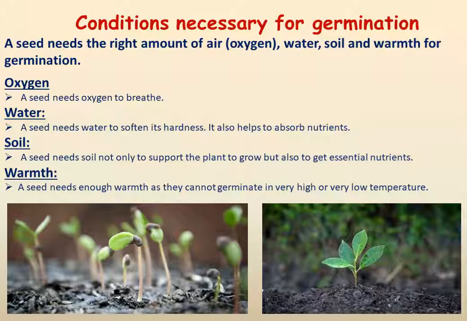Now, soil. A seed needs soil not only to support the plant to grow, but it also has essential nutrients. We have seen soil can contain good nutrients and minerals. So a seed needs soil in two different ways: for support and to get nutrients. Now, a seed will not germinate if there is high temperature or low temperature. It will need an optimal temperature. Optimal means a temperature that is not too high or too low. That's called warmth or good temperature. So those are the conditions necessary for germination.